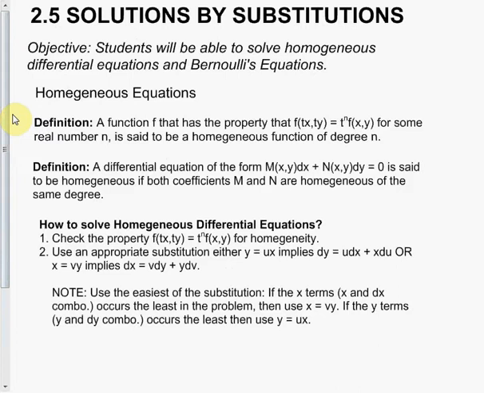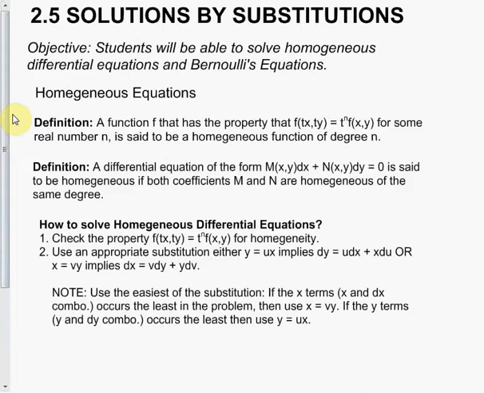Anyway, if it's homogeneous, you want to use a substitution. We call it an appropriate substitution because it could be either y equal to ux, or you could use x equal to vy. Which one is really your choice. Doesn't matter. But I put my note here to say that if you want to make it easy on yourself, make it easy on yourself.